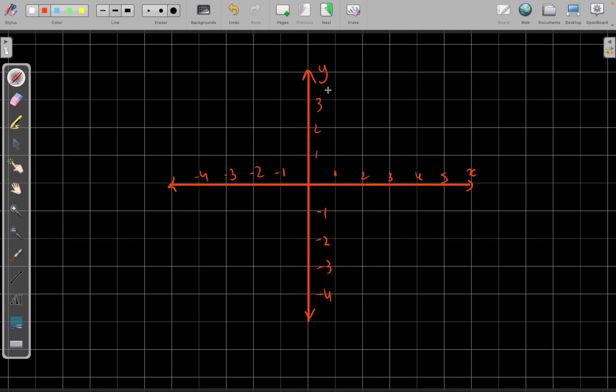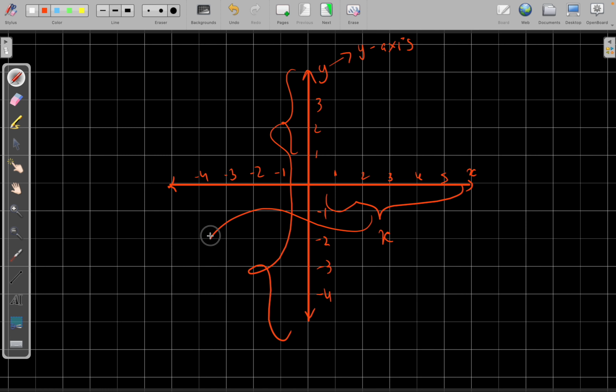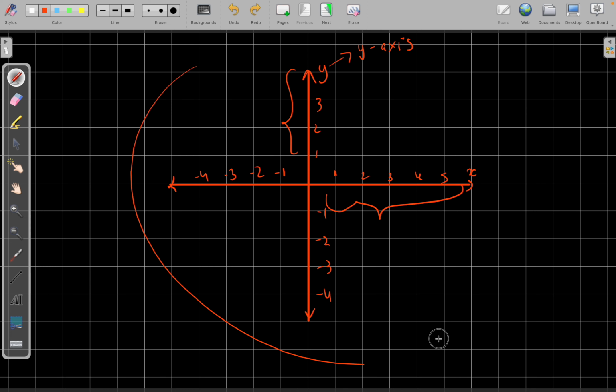Some quick terminology we're going to use in this tutorial: this is the y-axis. Y-axis means this whole line. The x-axis is this whole line, and the y-axis also continues down here too. So these are the y and x axes, and this whole thing is the coordinate plane, the Cartesian plane.